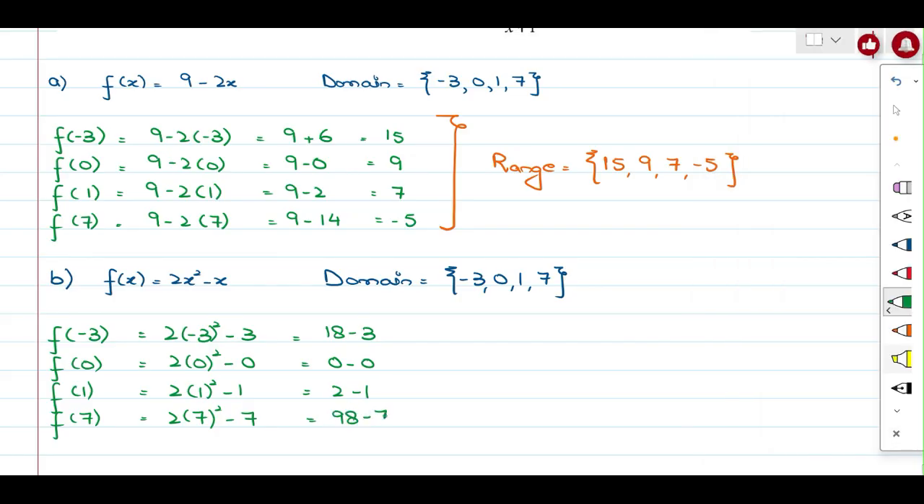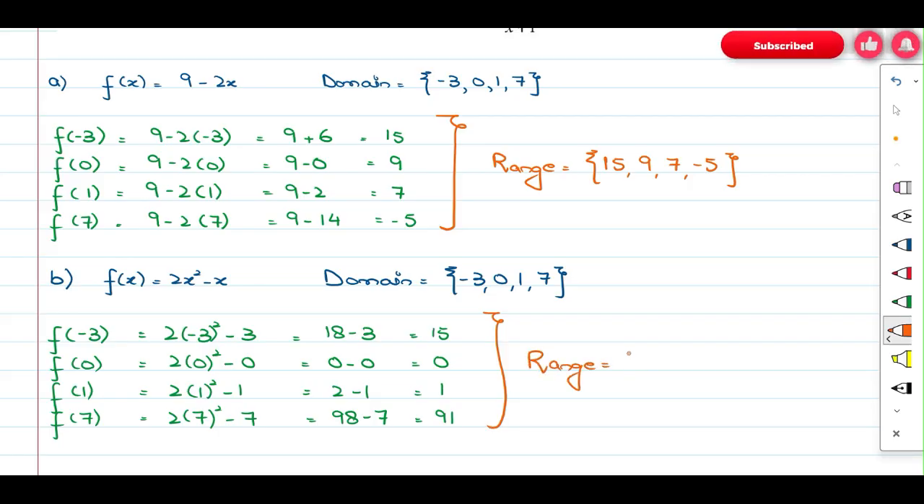98 minus 7. So the outputs are, from 18 take away 3 is 15, 0 minus 0 is 0, 2 minus 1 is 1, and from 98 take away 7 is 91. So what is the range for this function? So we can say for this quadratic function, the range or the outputs are 15, 0, 1, and 91. So this is the range, right?